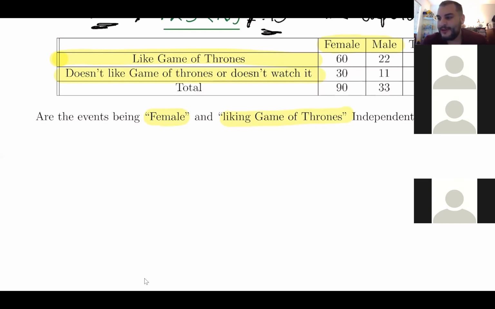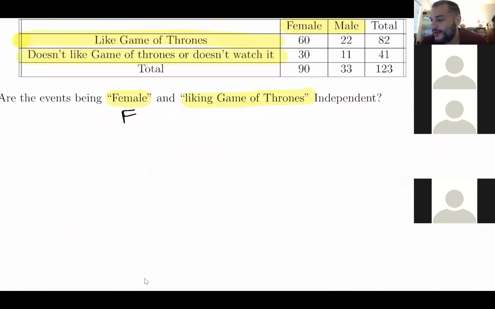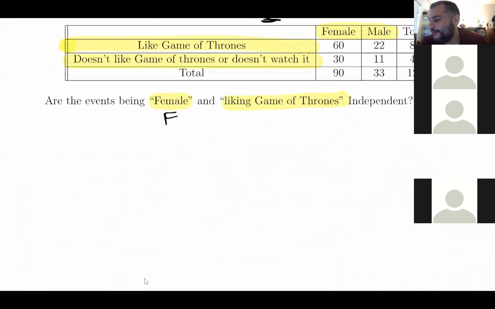So for female, to make this a little bit easier, I'm going to put F for female. And for liking Game of Thrones, we're going to put L.